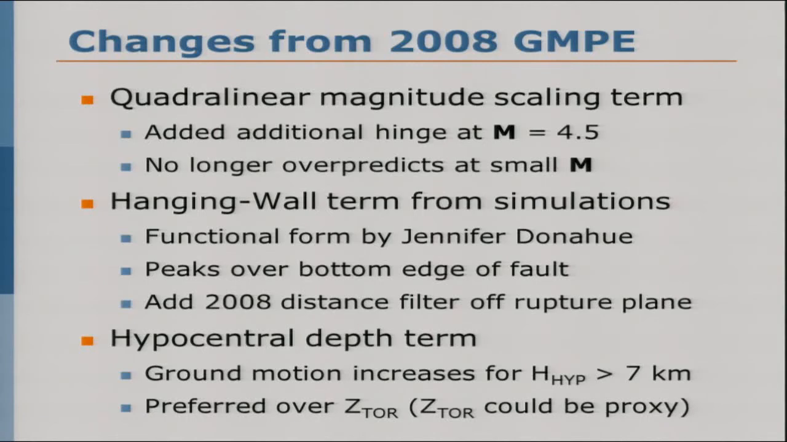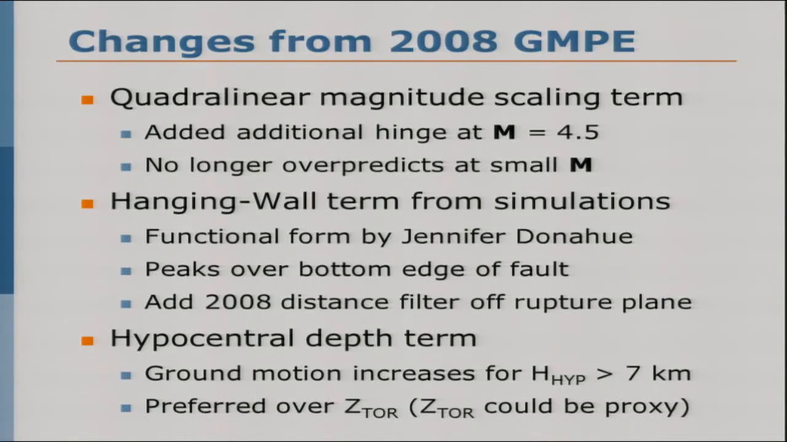And now with the small magnitude data, we found we had to put another hinge at 4.5 to capture the magnitude scaling. And this then eliminated the over-prediction that we were getting at small magnitudes, well, that everyone was getting at small magnitudes. We've adopted the Jennifer's hanging wall model, but again, only over the rupture plane.